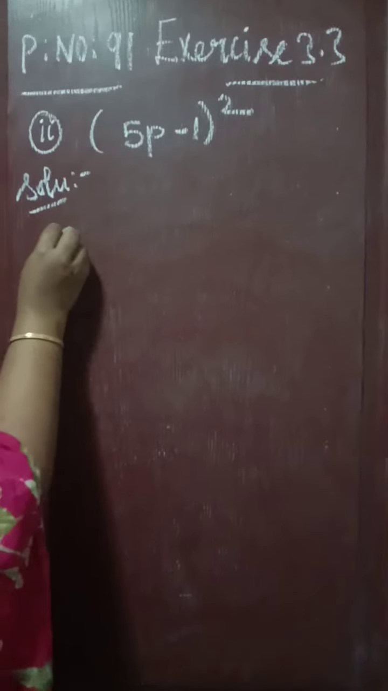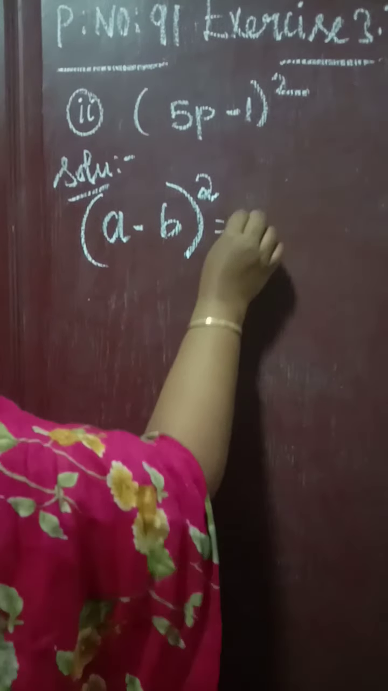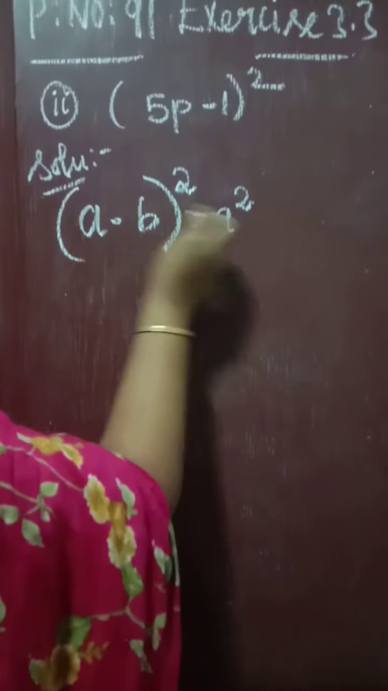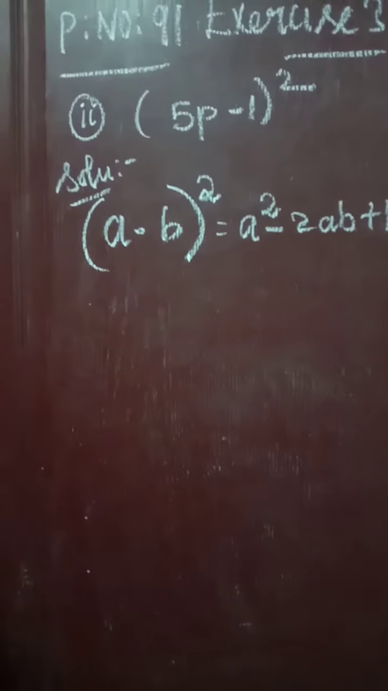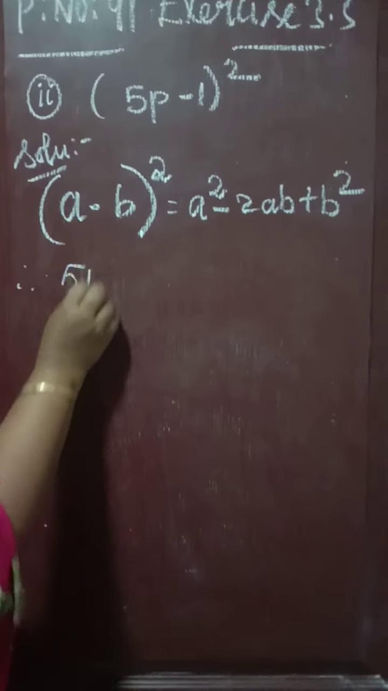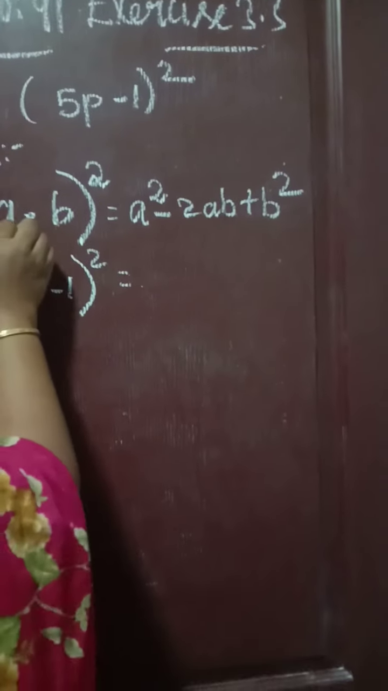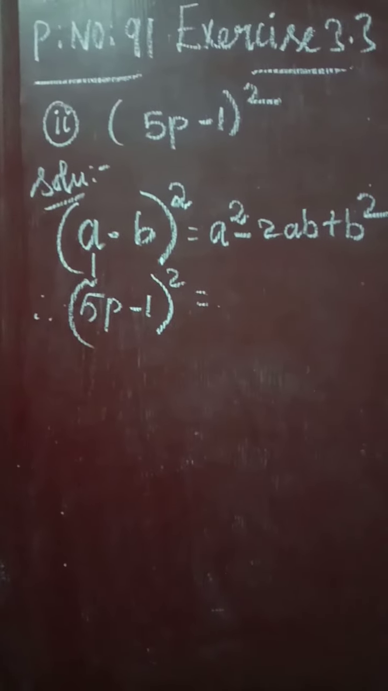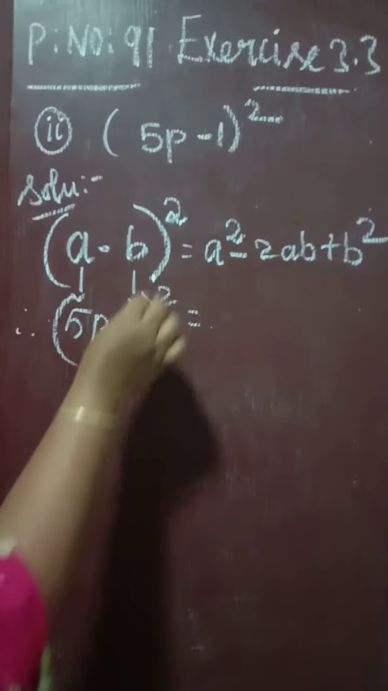Do you remember the second identity? Yes. A minus b the whole square is equal to a square minus 2ab plus b square. We have to apply this formula for this sum. Therefore 5p minus 1 the whole square is equal to, what is the value of a? A is equal to 5p. What is the value of b? B is equal to 1.